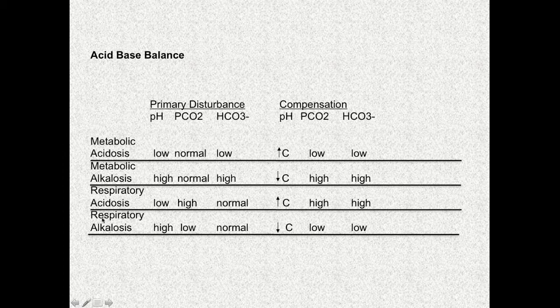Okay? Respiratory alkalosis, pH is high, PCO2 is low, right? Where we have too little CO2, too little carbonic acid. HCO3 is normal at the start. The compensation kicks in to try to bring the pH down a little bit. PCO2 is still low because it's causing the problem. And HCO3 now goes down, right? We reduce our base in order to compensate for the pH.